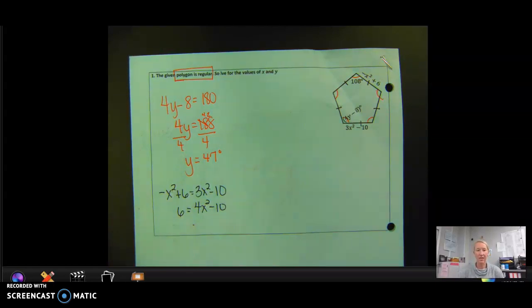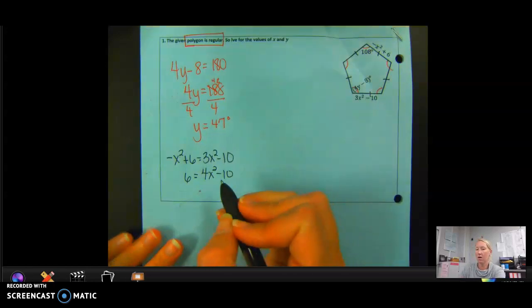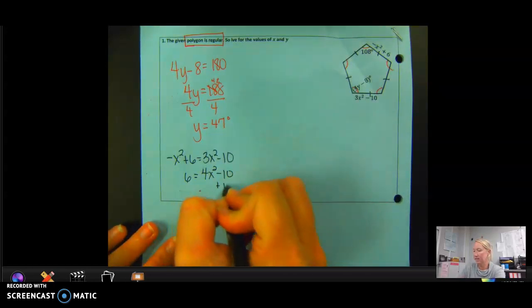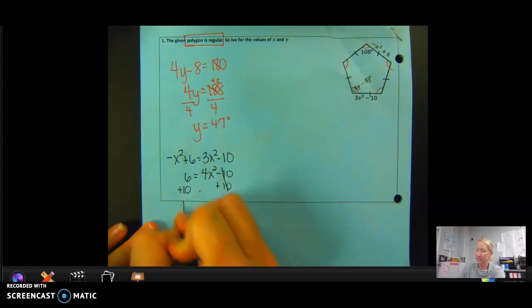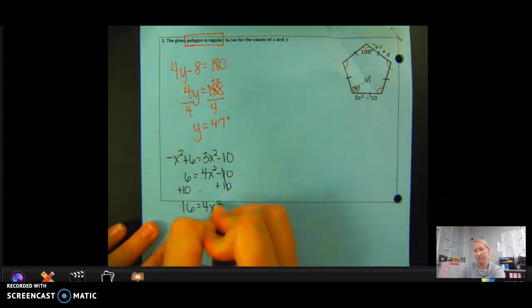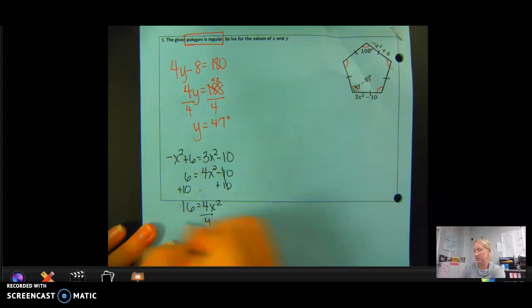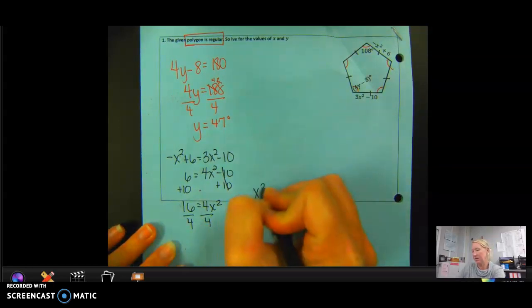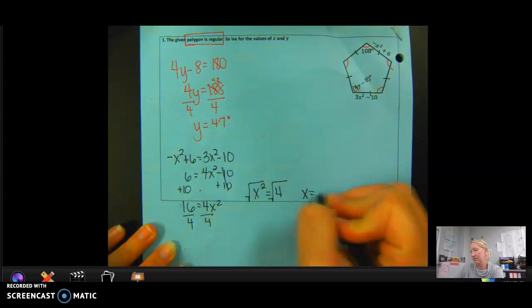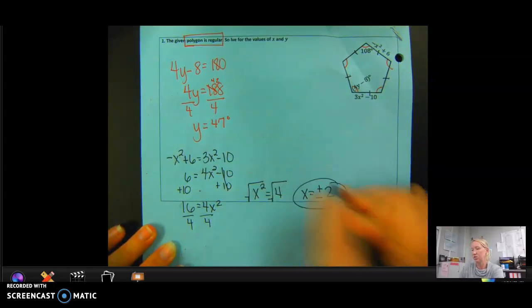It doesn't have an x value, so the easiest method to solve this quadratic would be using the square root method. So my goal is to get all my x values to the same side and everything else somewhere else. So I get 16 equals 4x squared. I'm going to divide by 4, so I get x squared equals 4. Square root, x equals a positive or negative 2.